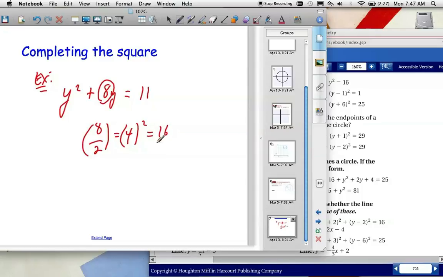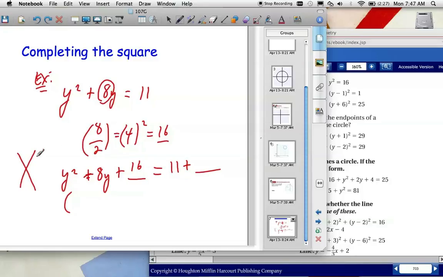You add this to both sides. So you get y squared plus 8y plus 16 equals 11 plus 16. So you're adding this to both sides. Now I need to factor this. So what times what gives you 16 and adds to 8? Oh look, it's the same number. So instead of writing y plus 4 twice, I'm going to just write y plus 4 squared. And notice this is much nicer, and then you get 27 over here. The 27 would be our radius or something like that.